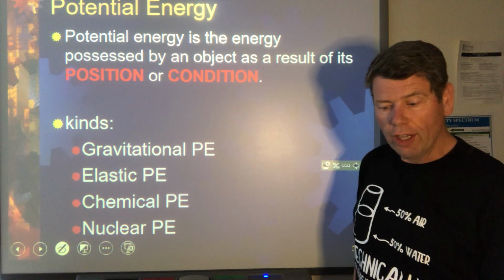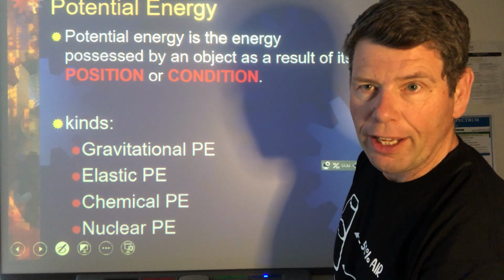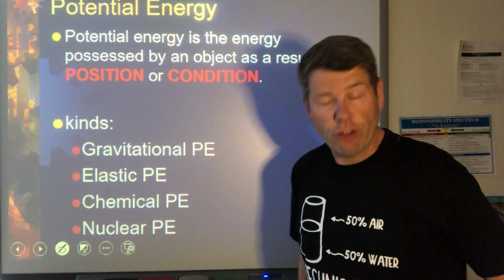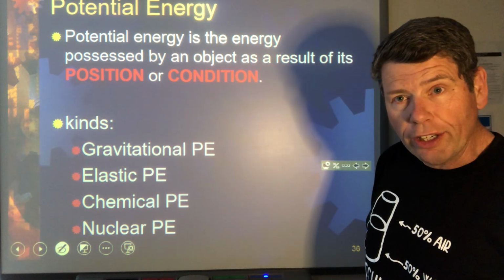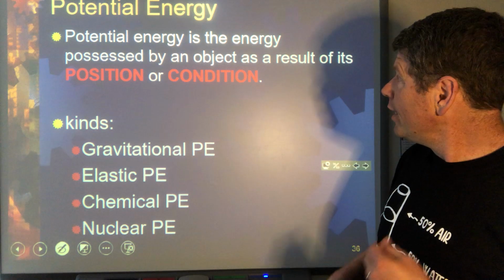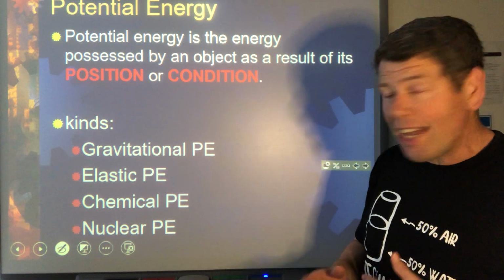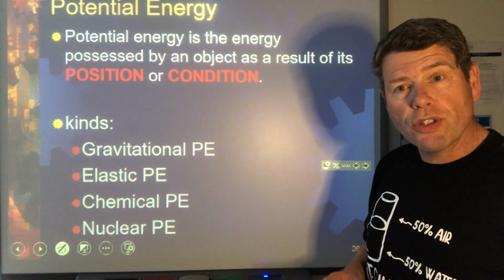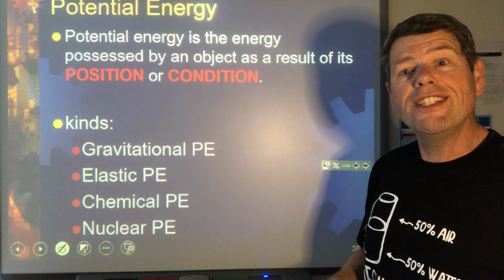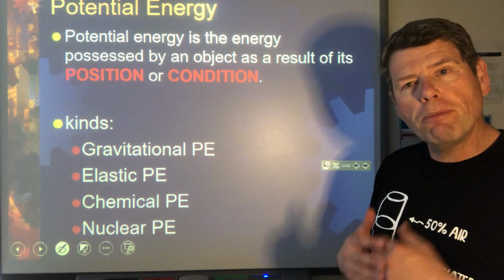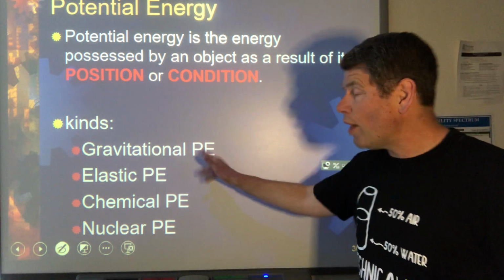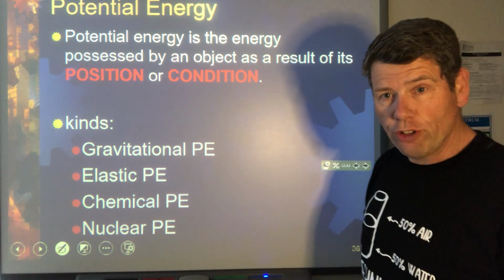Okay, so we just got off talking about kinetic energy, which is the energy of motion. Now we're going to turn our attention to potential energy. Potential energy is defined as the energy possessed by an object as a result of its position or condition. It actually comes in a variety of kinds. We're going to spend most of this chapter discussing gravitational potential energy.